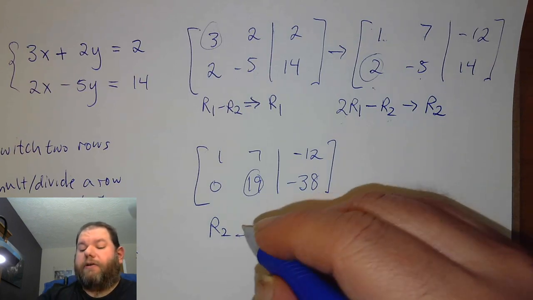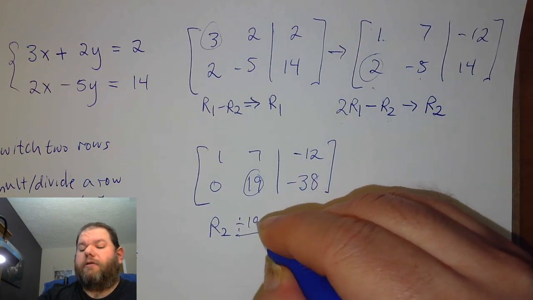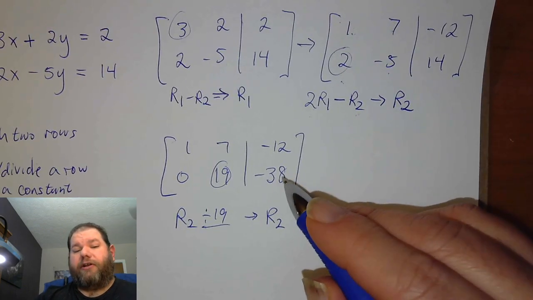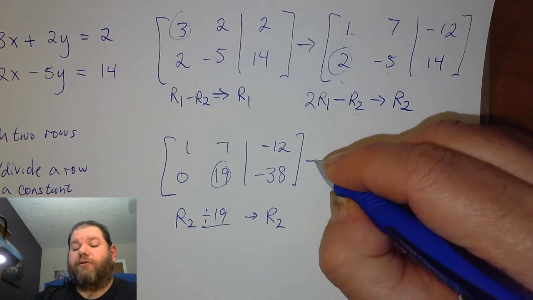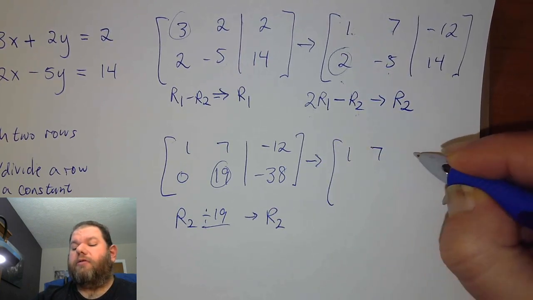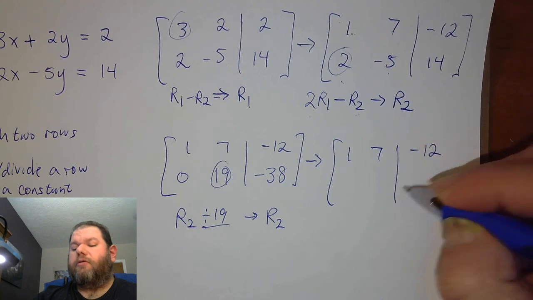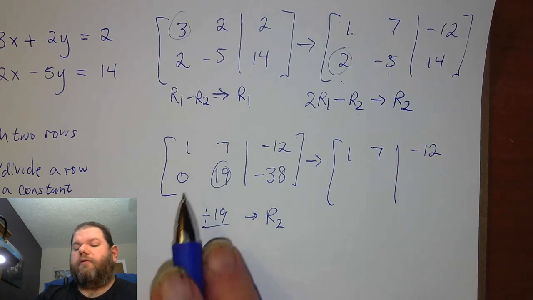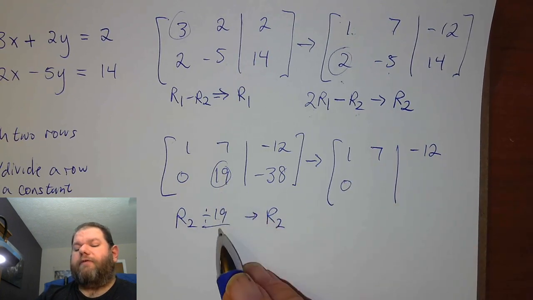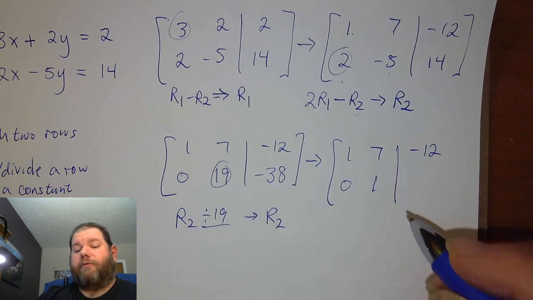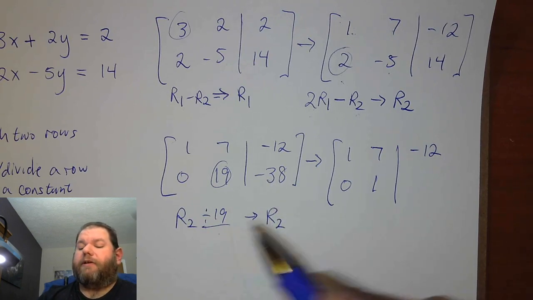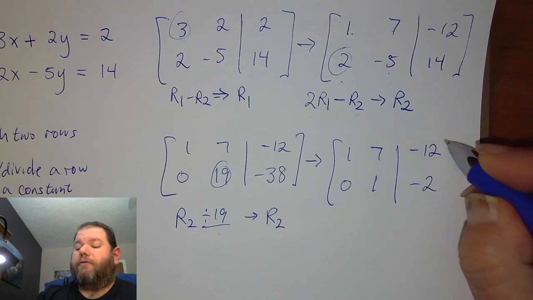Row 2 divided by 19. And this actually works really well because 38 is a multiple of 19. It's actually 2 times 19. So 0 divided by 19 is still 0. 19 divided by 19 gives us the 1 that we want. Negative 38 divided by 19 will give us a negative 2.